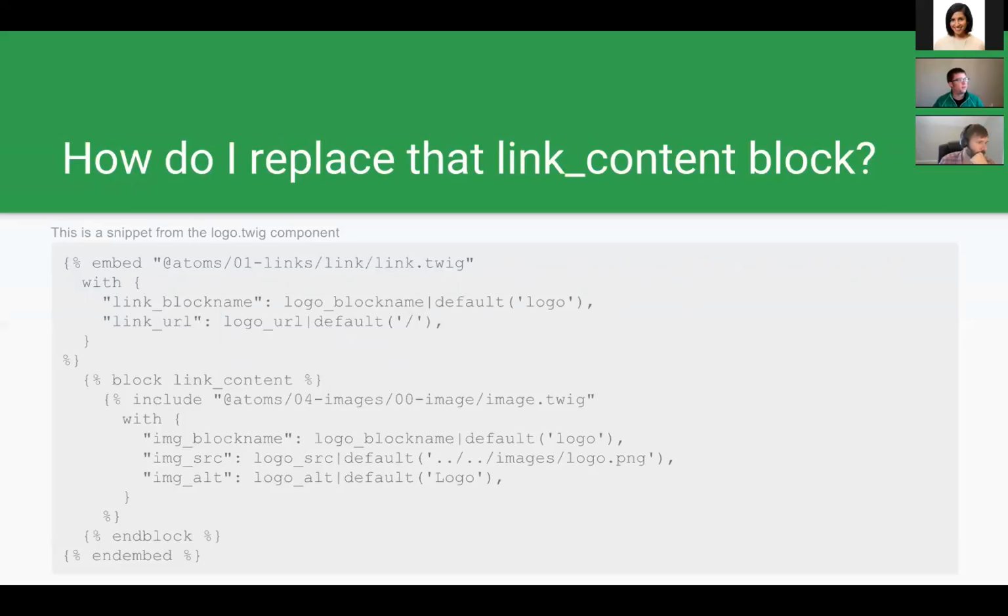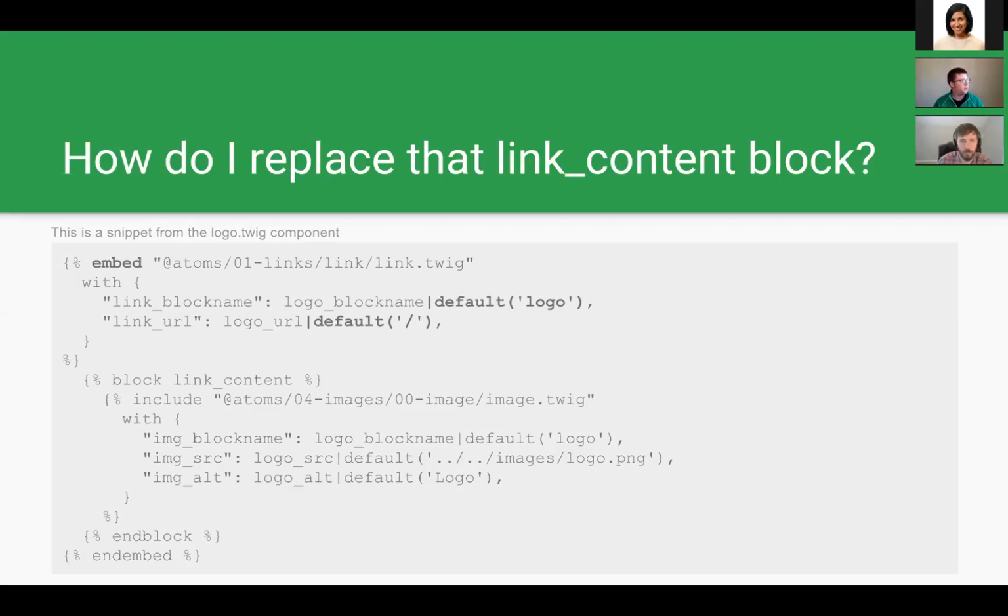Here's using the link component we've shown you, the image component we've shown you, and we're also going to show how to replace that block section in the link. So we're going to embed this time instead of include. Embed allows us to replace blocks. So we're embedding the link twig component, setting some variable names, and we're also passing some variables, like the default block name is going to be logo, so that we have logo_link, and the default in this case makes sense to just go to the home page.